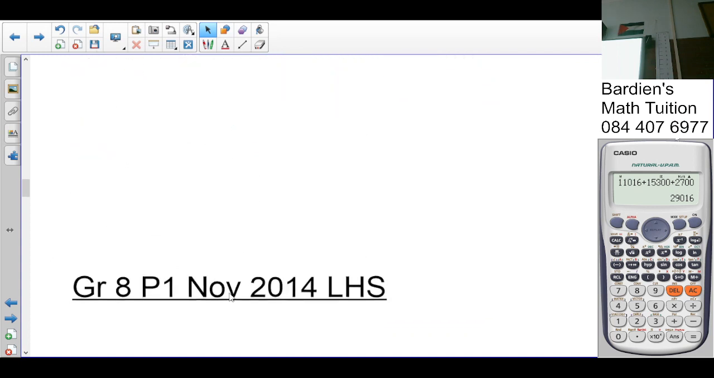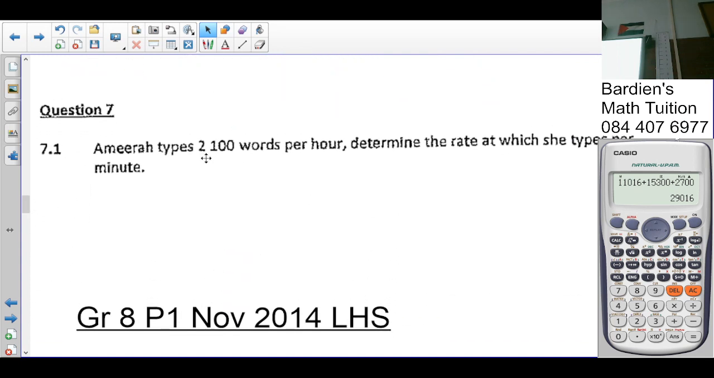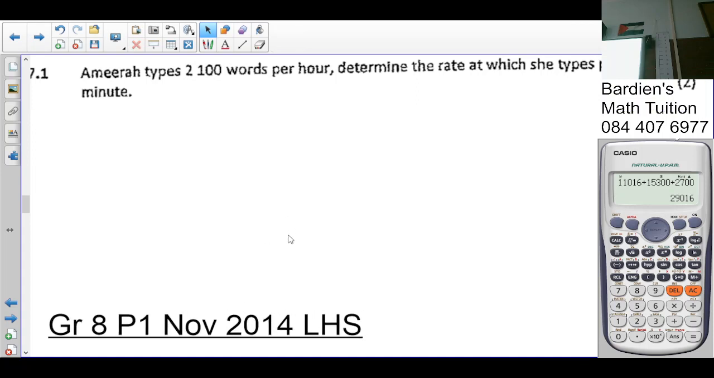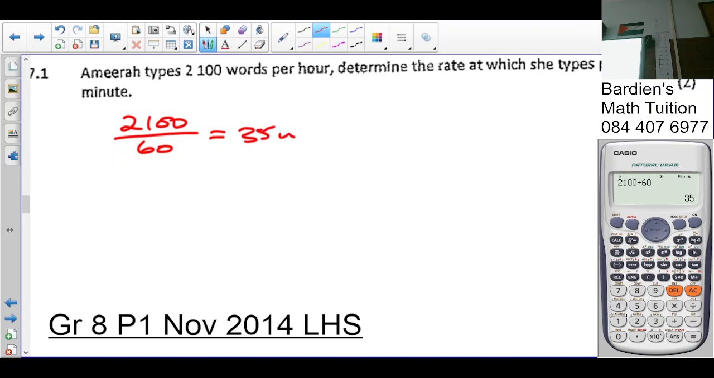Right, let's go to the next question. Question 7.1. We are told that Amira types 2,100 words per hour. Determine the rate at which she types per minute. So 2,100 words per hour. How many minutes are there in an hour? 60. So I divide that by 60. 2,100 divided by 60 gives us 35 words per minute. Okay.